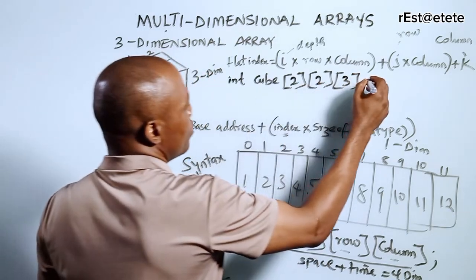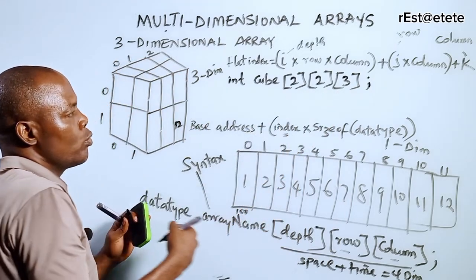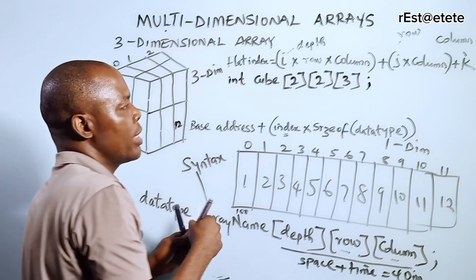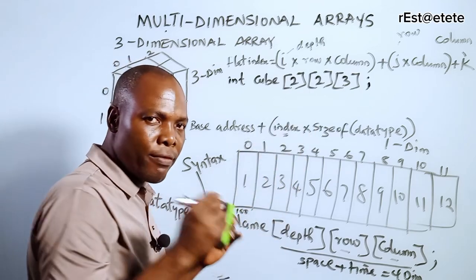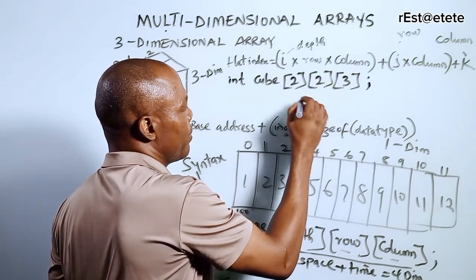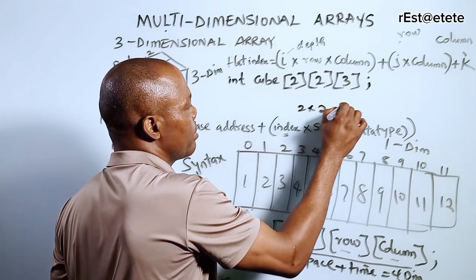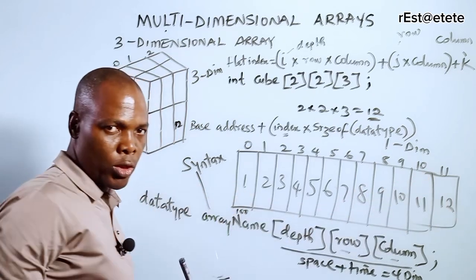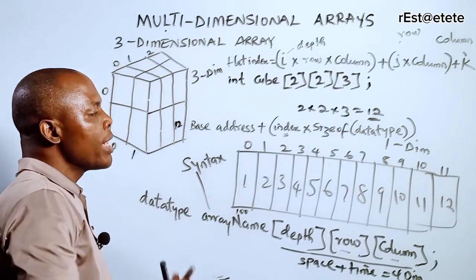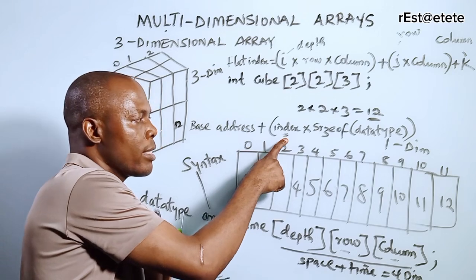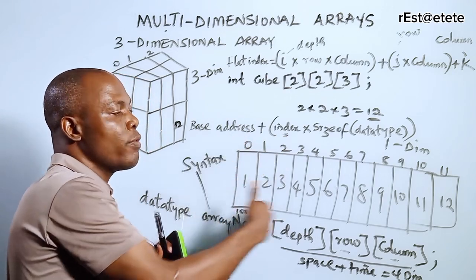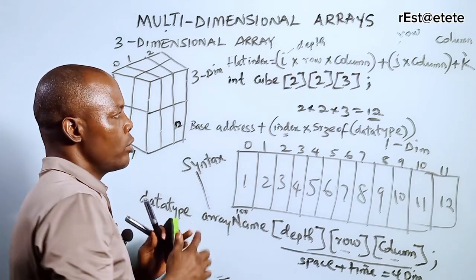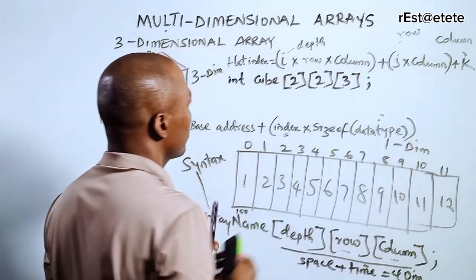So this will give us a three-dimensional array, and a total of 12 elements. That will be 2 times 2 times 3, which is 12. Total element 12, which is what you have here. Now, to determine the address of any of the elements, we have to use this formula. So let's substitute the values.